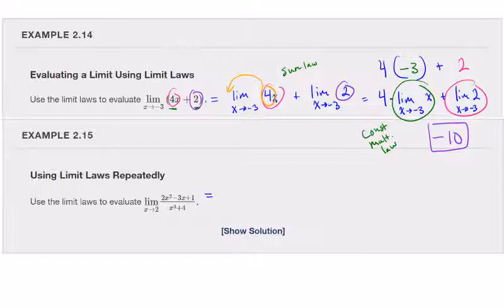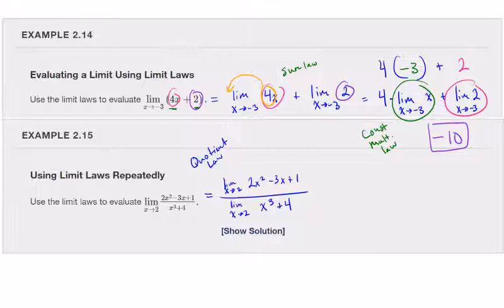And so we'll start with, I'll just put quotient law is what the first one we're using. So we're saying the limit as x approaches 2 of 2x squared minus 3x plus 1 over the limit as x approaches 2 of x cubed plus 4. Okay, so there's the quotient law.